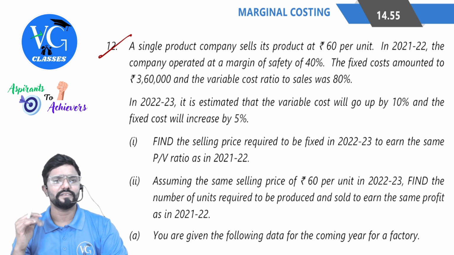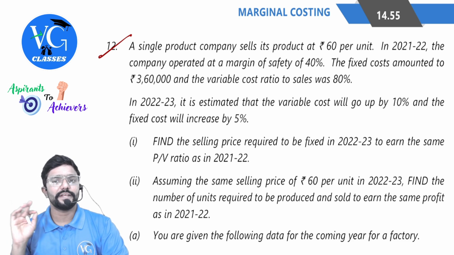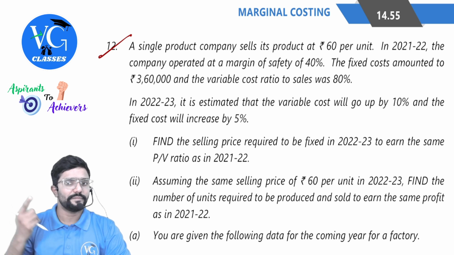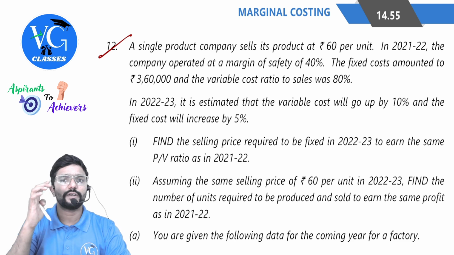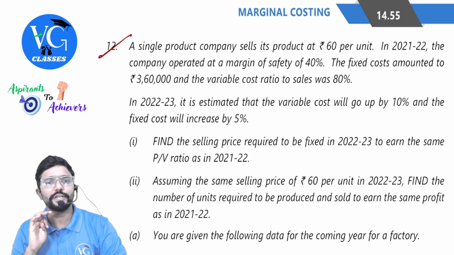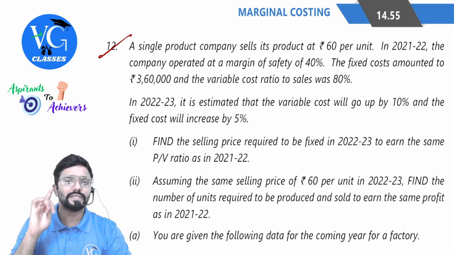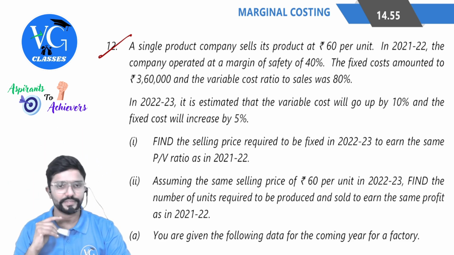Oh, guys, what all is given? Very simple. Product is selling price at 60 in 21-22. That is maybe last year because they are asking something for next year. The company operated at a margin of safety 40%. Break even sales 60%. The fixed cost amounted to 360. Variable cost ratio to sales is 80%. PV ratio 20%. Works.